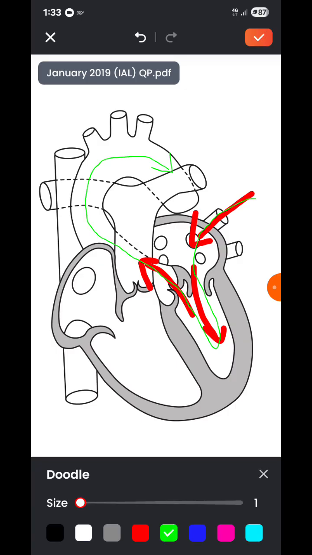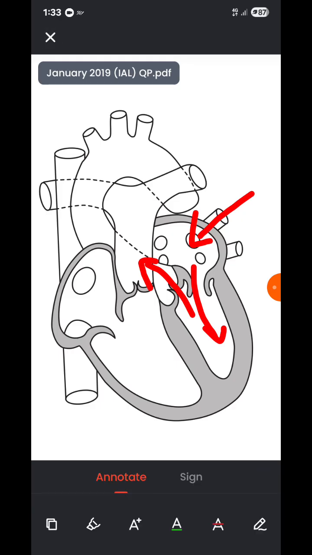So this is the aorta. Okay. So this is the pathway. Comes and goes like this. So this is how you must draw the arrows.